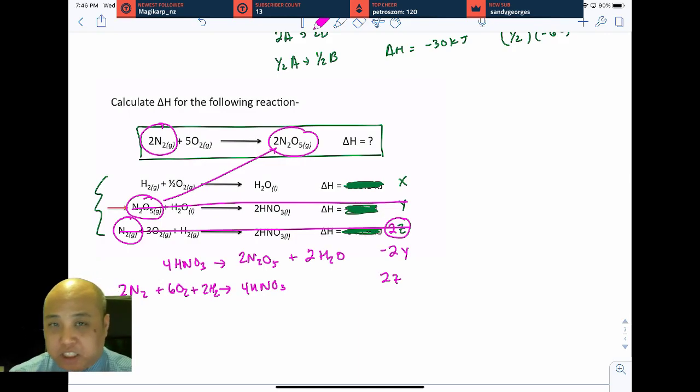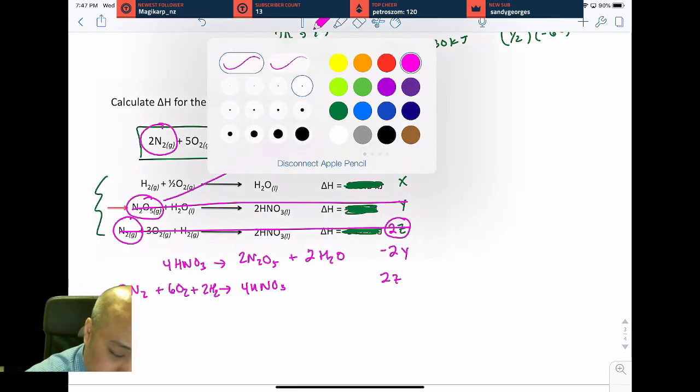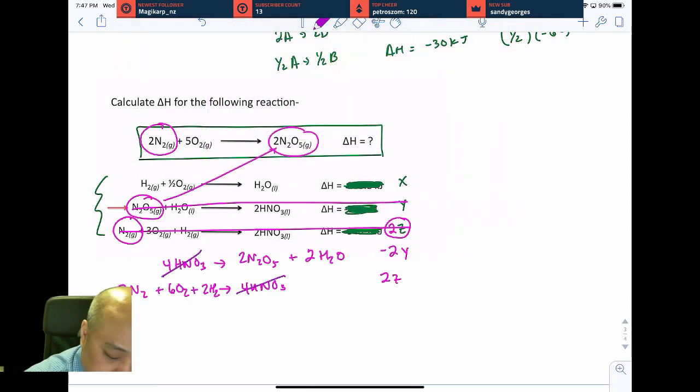They're just going to give you the only reactions you need. They're not trying to trick you again. They just want to make sure you know how to manipulate. So when you put these 2 reactions together, you notice that the HNO2s cancel out. Okay?